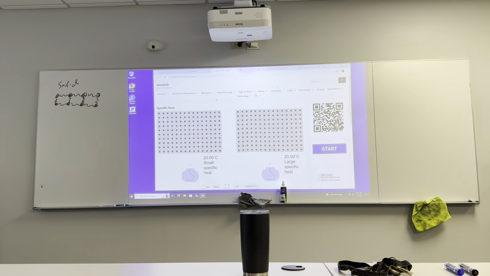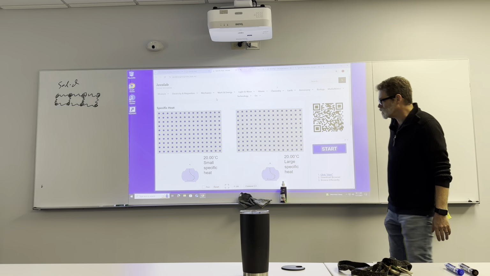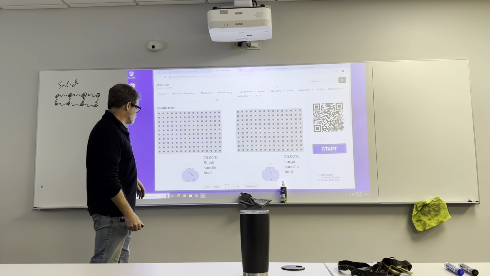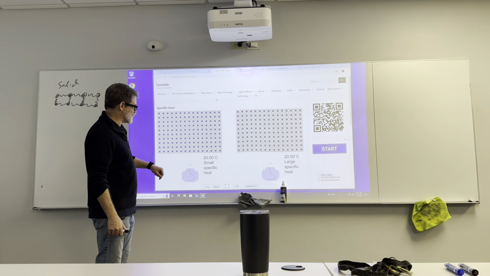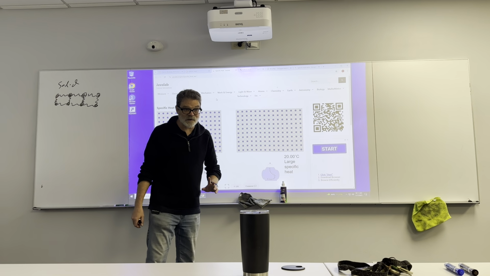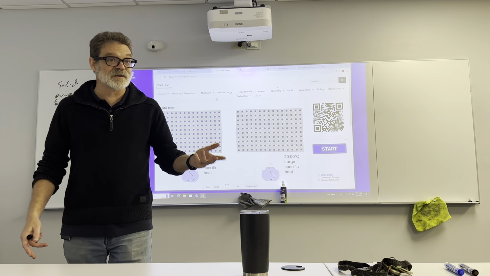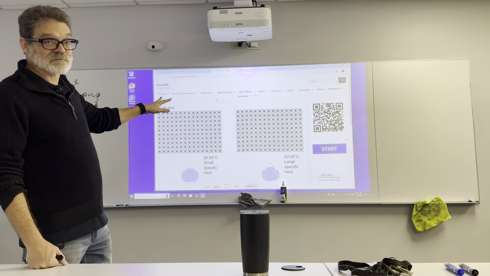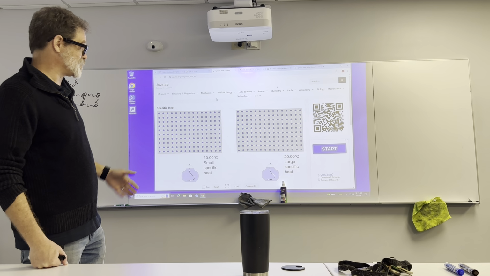Okay, so here we have two objects. Notice these have little white lines. These have big yellow lines. There's this quantity called specific heat we're going to talk about. They have different specific heats. The specific heat is a property of the material.